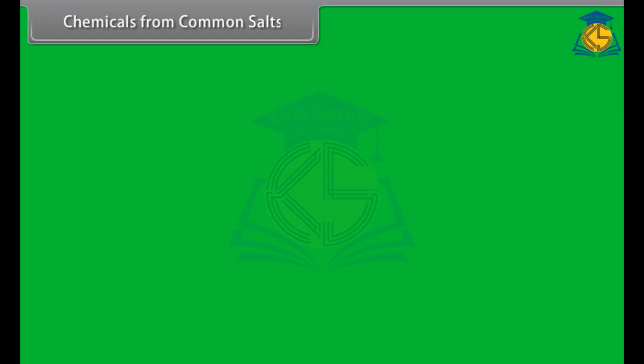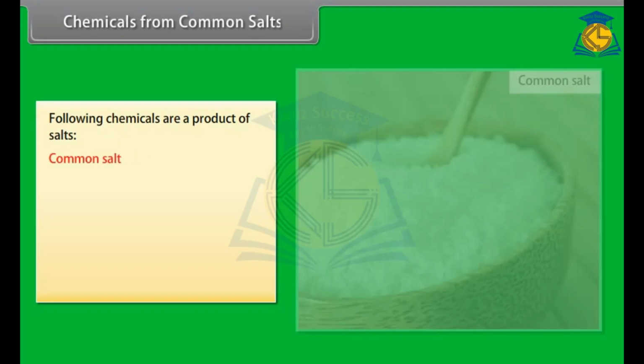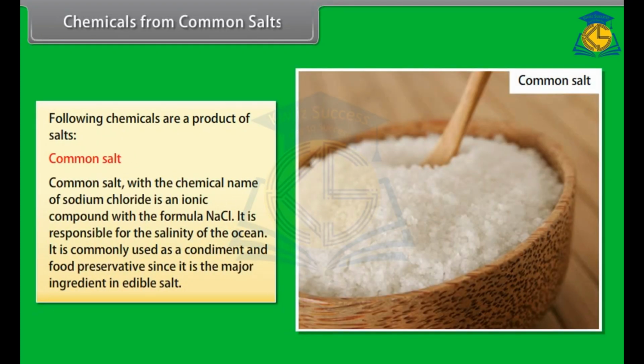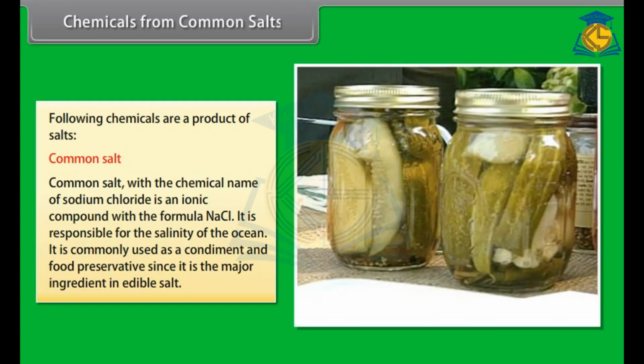Chemicals from common salts. The following are some of the chemicals produced from salts. Common salt. Common salt with the chemical name of sodium chloride is an ionic compound with the formula NaCl. It is responsible for the salinity of the ocean. It is commonly used as a condiment and food preservative since it is the major ingredient in edible salt.